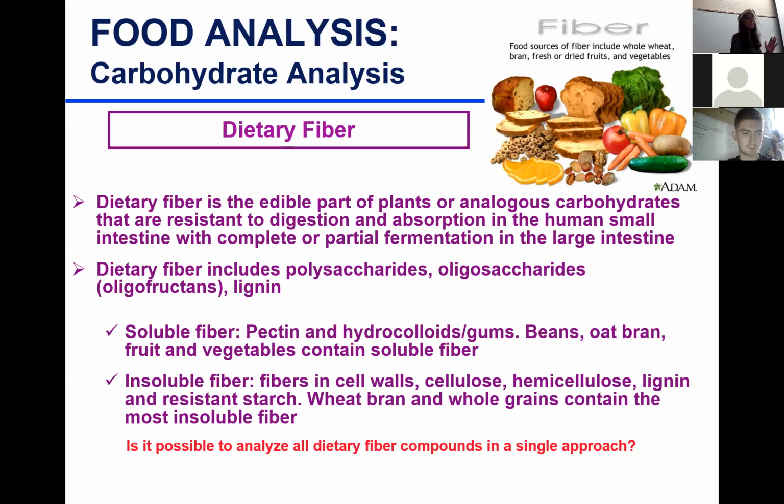Soluble fiber is pectin, also hydrocolloids and gums. Hydrocolloids such as beta-glucan and arabinoxylans, but some of them can be insoluble too, so not all of them are soluble. And hemicellulose can sometimes split between soluble and insoluble. It really depends on the branching and how big these are. But mostly pectin and hydrocolloids are soluble, and mostly cellulose, hemicellulose, lignin, and resistant starch are your insoluble.